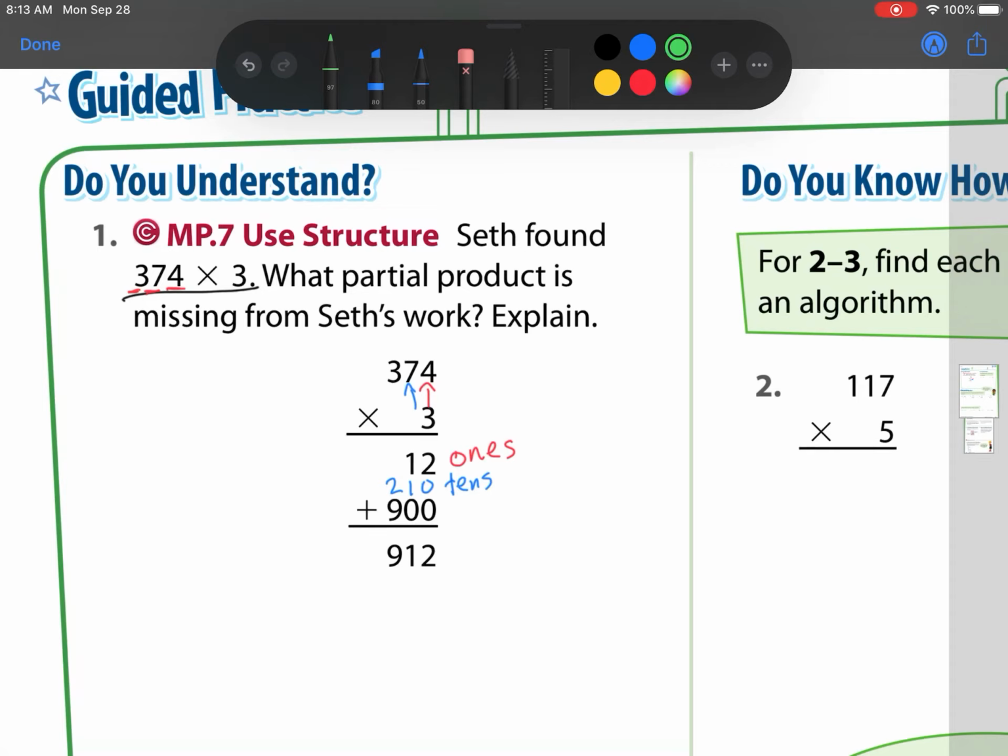Just to check though, let's see, 3 times 3 is 9. And then we add those 2 zeros since we're in our hundreds place value. So yeah, it does look like we're missing that blue one. We're missing that tens place value.